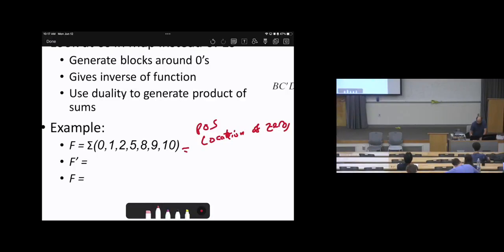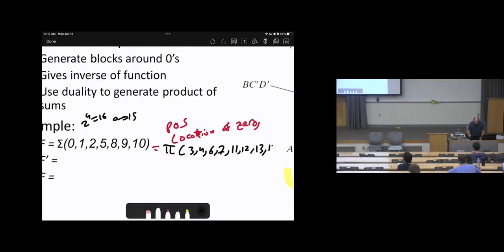Pi as a multiplication, then the max terms, the sum of, make the complement, because we know 2 power 4 is 16, so the range is between 0 and 15. So 0 is included, 1 is included, 2 is included, 3 is not, 4 is not, 5 is included, 6 is not, 7 is not, 8 is included, 9 included, 10 included, 11 is not, 12 is not, then 13, 14, 15. Okay?